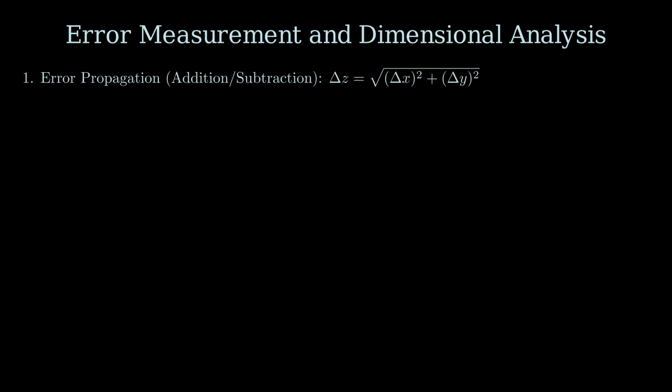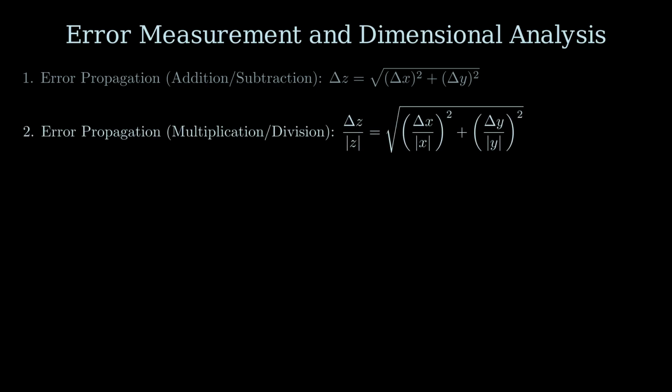Section: Error measurement and dimensional analysis. For quantities z is equal to x plus y or z is equal to x minus y, the uncertainty in z is the square root of the sum of the squares of the uncertainties in x and y. For quantities z is equal to x times y or z is equal to x over y, the relative uncertainty in z is the square root of the sum of the squares of the relative uncertainties in x and y.